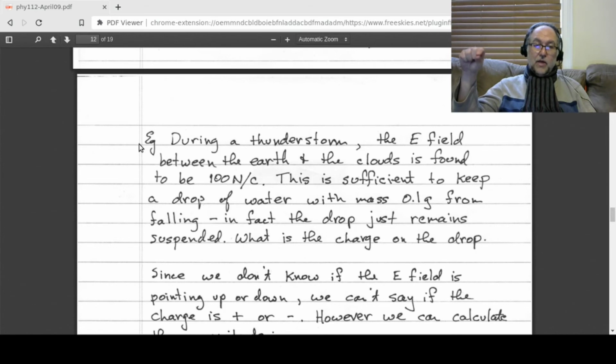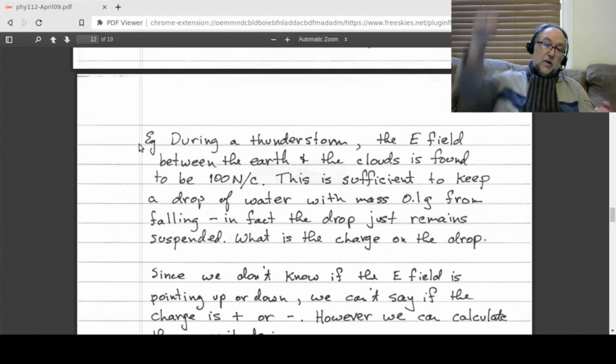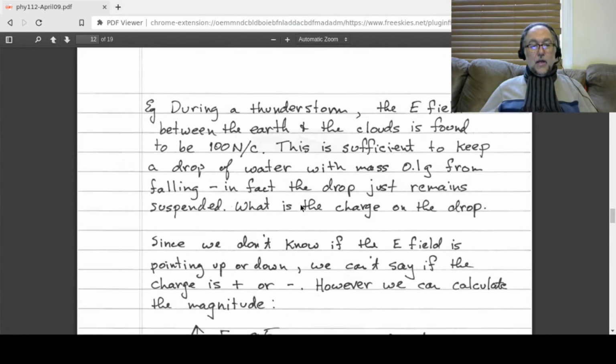The electric field keeps it from falling, and the droplet just remains suspended. In fact, if the electric field were stronger, then the droplet would go up, okay? But no, the electric field is just strong enough to keep that droplet suspended in space. And I want to know what's the charge on the drop. So let's calculate that.